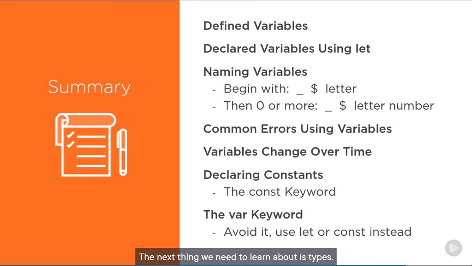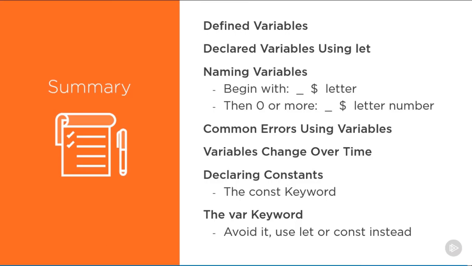The next thing we need to learn about is types. Every variable or constant has a type associated with it. It can be a number, a string, a Boolean value, as we've seen. Boolean values, again, are true and false. And we'll learn all about JavaScript types in the next module.